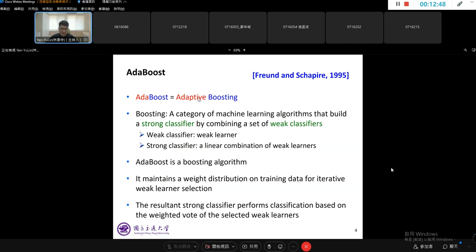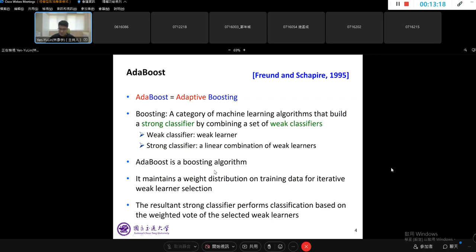So in the following, let's talk about why this algorithm is called adaptive. Let's check the fourth item. AdaBoost maintains a weight distribution over the training data for iterative weak learner selection. This statement is the reason why we call this algorithm adaptive.